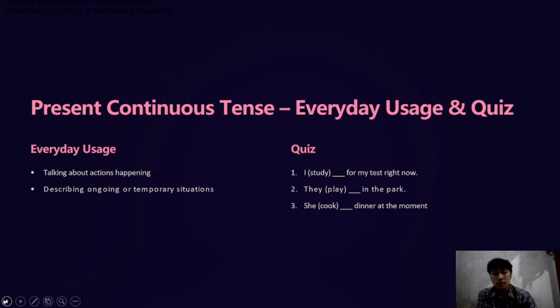I hope this lesson has clarified how each tense works and when to use it. Keep practicing, and soon you will be using these tenses naturally in your conversations.